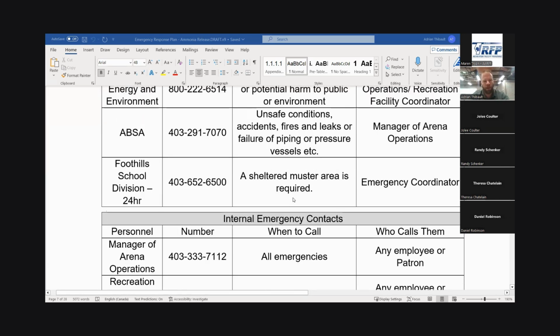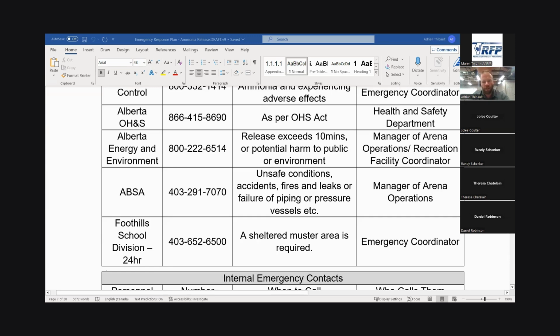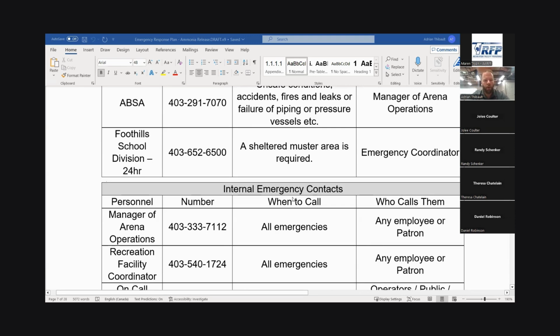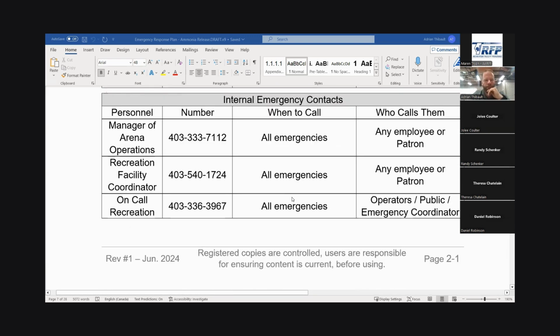Another key number is ABSA. Pretty much any unsafe conditions, accidents, fires, leaks, or failure of piping or pressure vessels, you're going to have to call them right away that it's happened. We have the school division on here because we have two schools next to us. So if there's ammonia leaving the building, we're going to have to get them on the phone to notify them that they're going to have to either shelter in place or do something else. More than likely, a shelter or muster area is required.